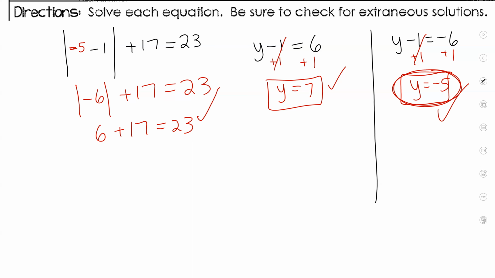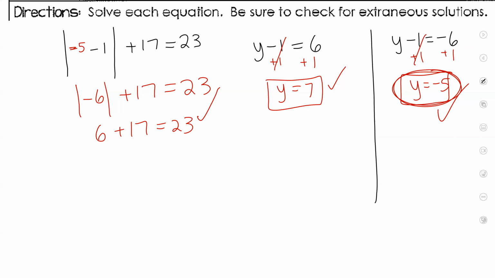Okay. Sometimes you're going to get something that's not true when you plug it back in. So I'm going to show you an example of that. All right, everyone okay? All right. Let's flip over to the next page. I'm going to do some hard ones with you.